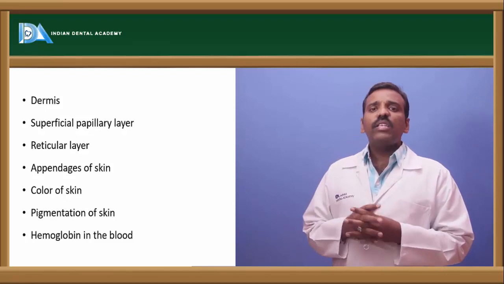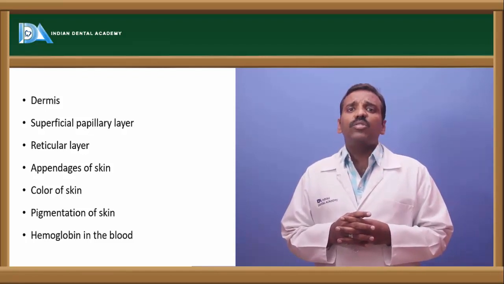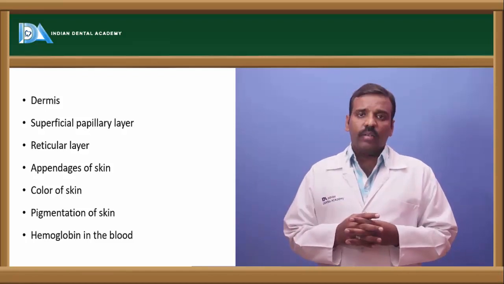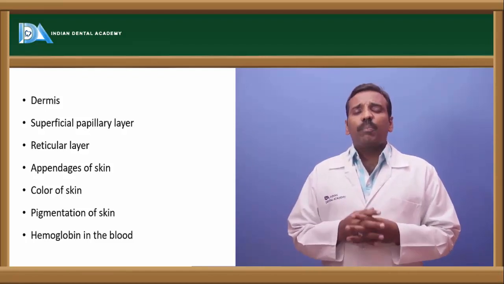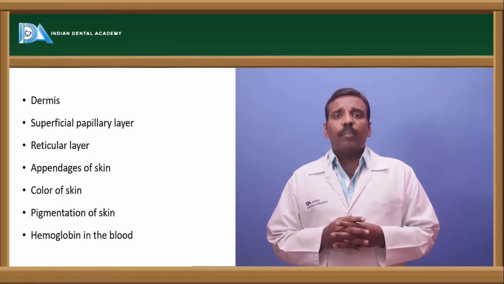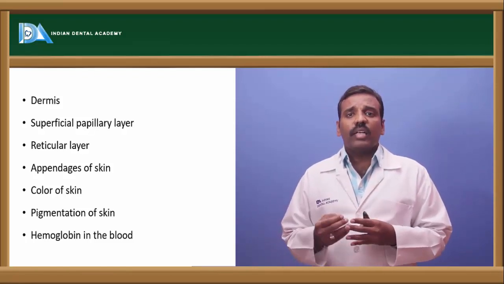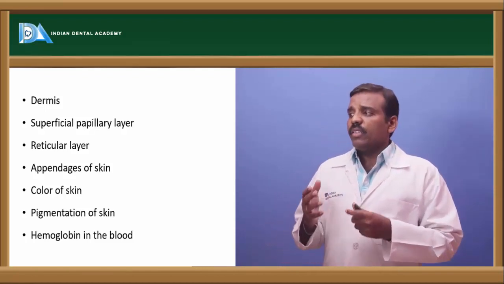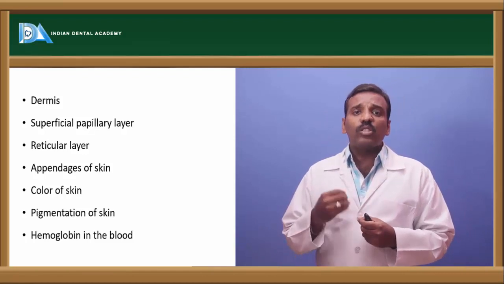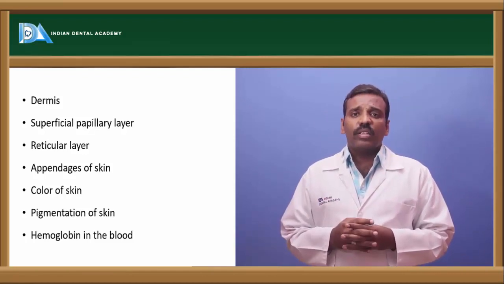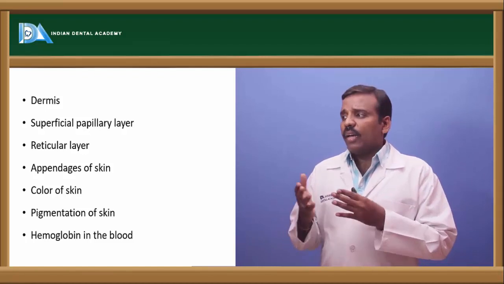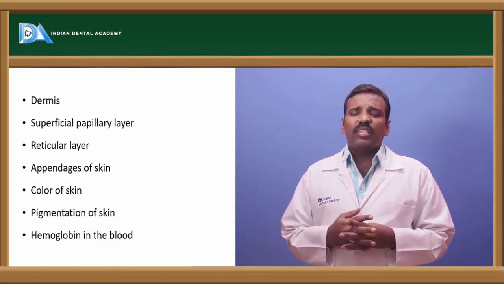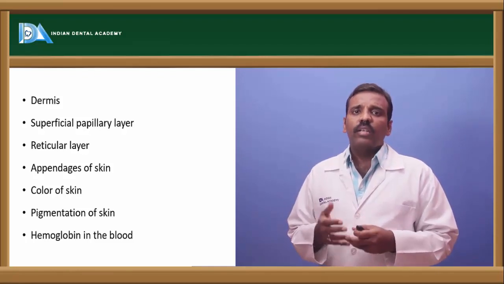The color of the skin mainly depends upon the pigmentation and the hemoglobin present in the blood. The pigmentation is formed by melanin, a pigment secreted by the stratum spinosum layer. If the hemoglobin is more in the blood, the color of the skin will become darker. If the hemoglobin is less, as in an anemic person, a pale color is present on the skin.